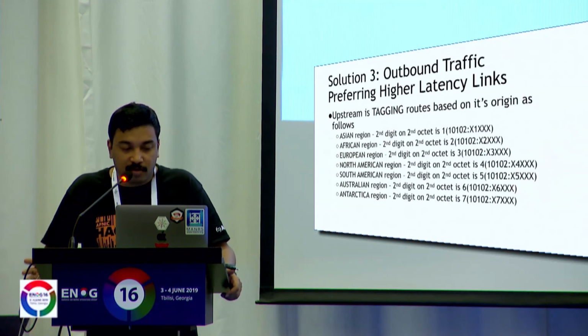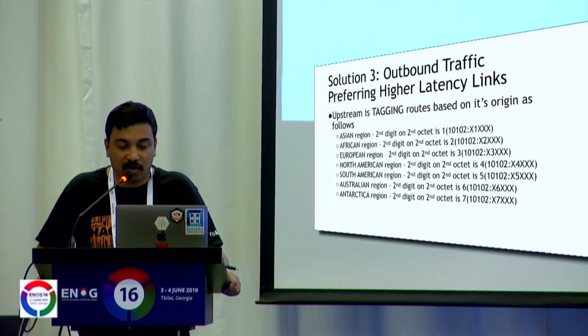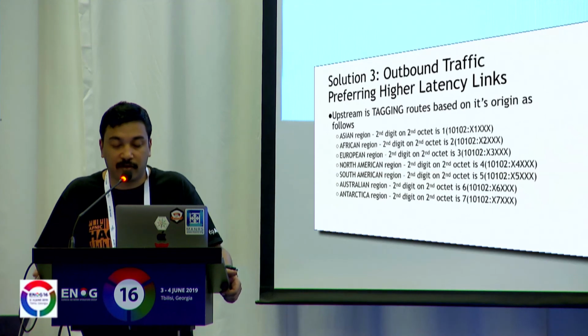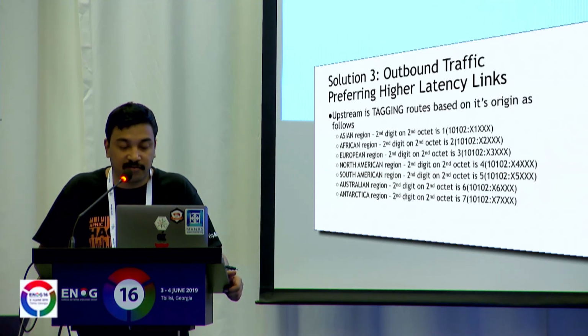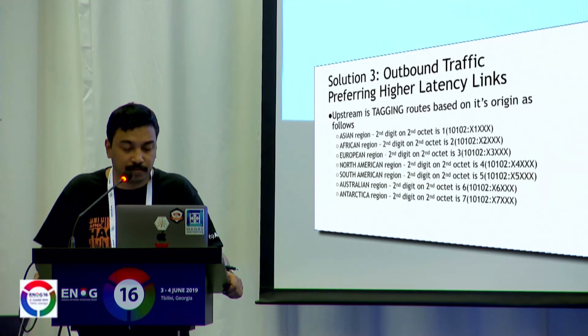So the upstream provider, or you as the operator, is tagging routes based on the origin AS number as follows. For the Asian region, the second digit on the second octet is 1. You remember that the first digit is already occupied with the type of route, that is, whether it is a customer route, peering route, or a transit provider route. So the first digit is gone, and now you are working with the second digit. For the Asian region, let's define the second digit as 10102:X1. Then for the African region, you can define it as X2, and so on for different continents.